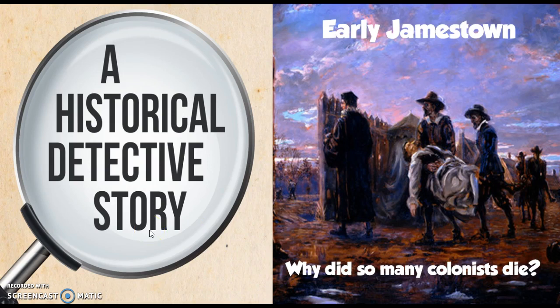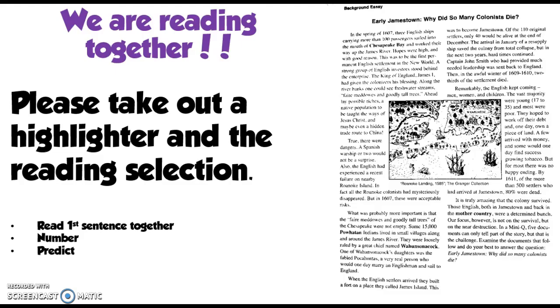Today's lesson focused on early Jamestown. This was the first permanent English colony, and so many colonists died. So we did some little background reading together. First, we're going to do a little bit of reading on the background of Jamestown and what happened. We did this in class, so you're going to have to do it on your own.